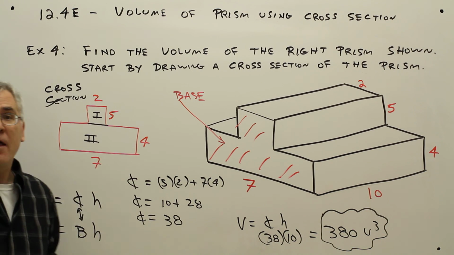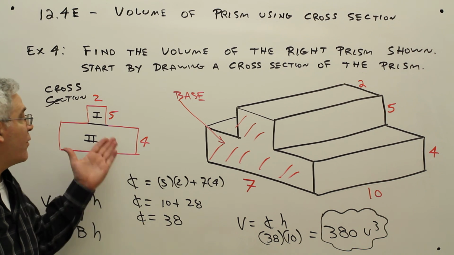So there you have it. How to find the volume of a prism by using cross sections.